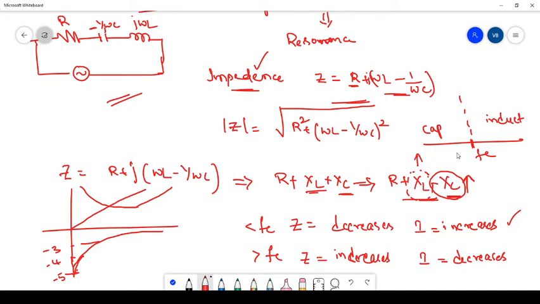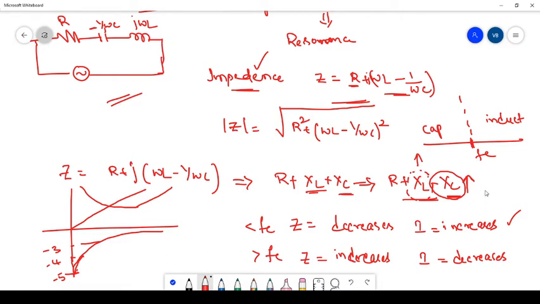Here XC is the reactive component of the capacitance, and XL is the reactive component of the inductor. Before Fc, the entire circuit is capacitive. After Fc, the entire circuit is inductive. Before Fc, the reactance of the capacitance increases, so whenever it increases, Z decreases. Z is nothing but impedance. Impedance decreases, so current increases. Those two are inversely proportional.